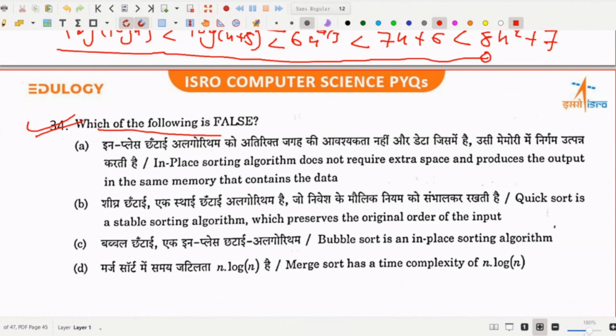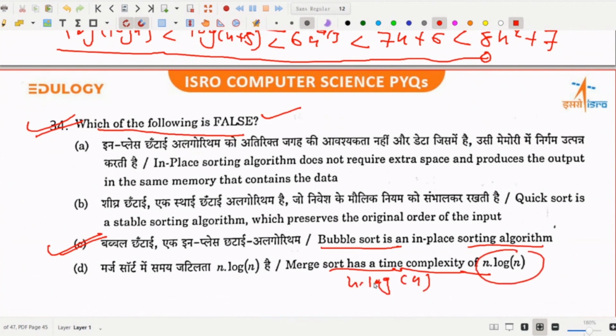They are asking which of the following is false. See, bubble sort is an in place sorting algorithm. This is the universal truth. Merge sort has a time complexity of n log n. Yeah, this is also true. In best case, worst case, and average case, the complexity of merge sort is n log n. Okay, fine. This is true, no doubt.